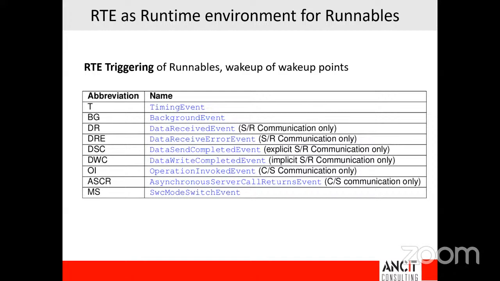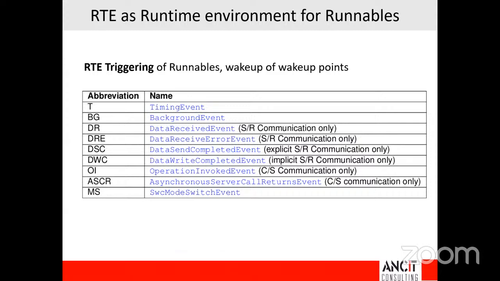Background event. You can also map a runnable to a background event. If you have a runnable with very low priority, you can map it to a background event. That means when no other resources are used, or are completely available, and your RT has enough resources, then it will execute these runnables. Otherwise, it will not execute this runnable.